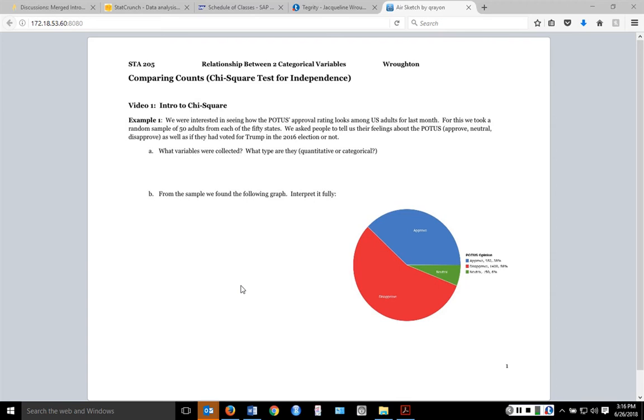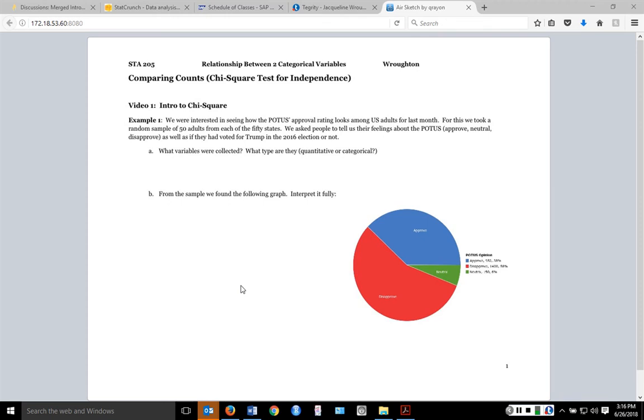For this example, we would like to see how the president's approval rating looks among U.S. adults this past month. So we took a random sample of 50 adults from each of our 50 states, and we asked them to tell us two things. First, their feelings about the president, that is, whether they approved of him, disapproved, or were neutral, as well as if they had voted for Trump in the 2016 election or not. So let's first go through what those two variables are.